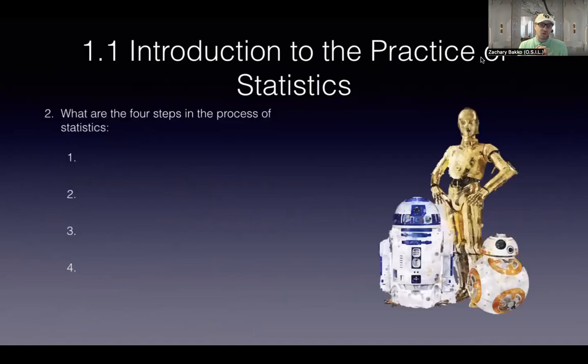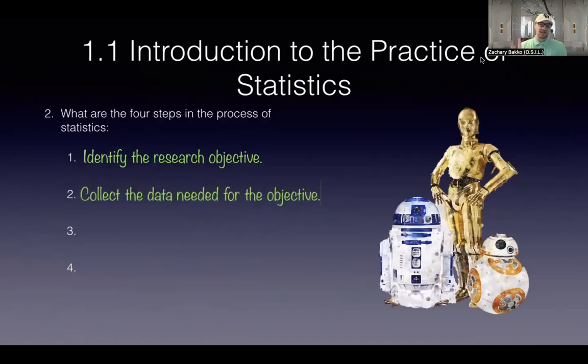Okay, so what are the 4 steps in the process of statistics? Our first step is going to be identifying the research objective. So what is it that you want to research? What is it that you're wanting to collect data on? The second step is you're going to collect the data needed for that objective. So we're going to talk about how to get the samples, how to accurately reduce bias, so that way your samples are representative of the population.